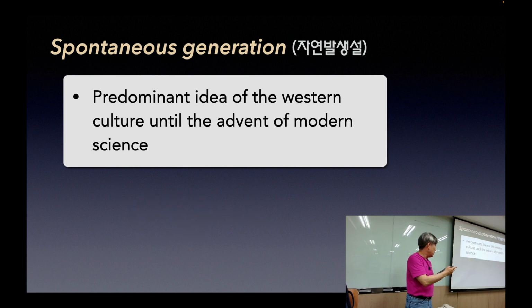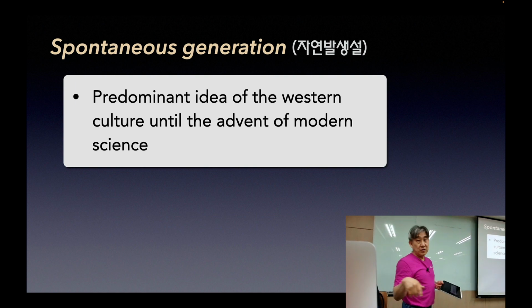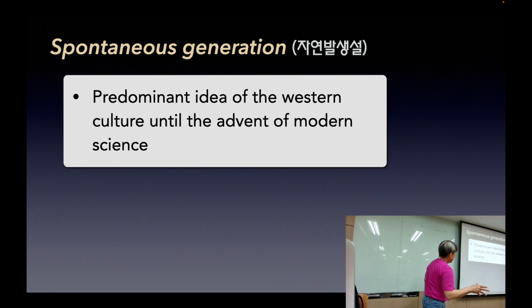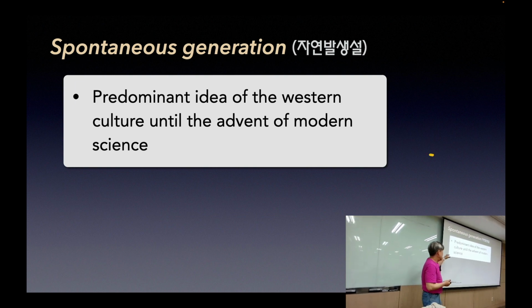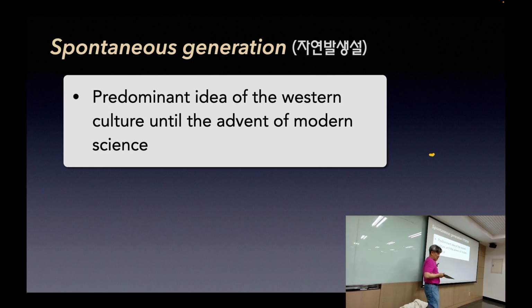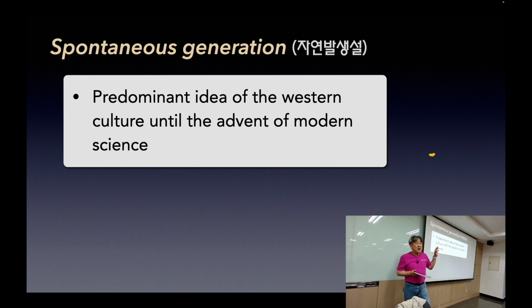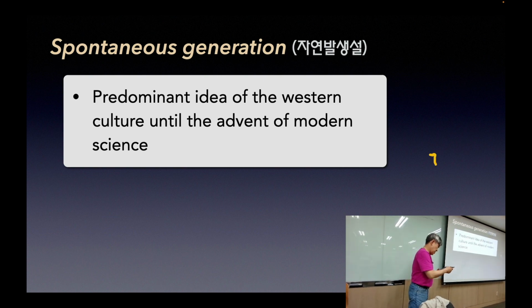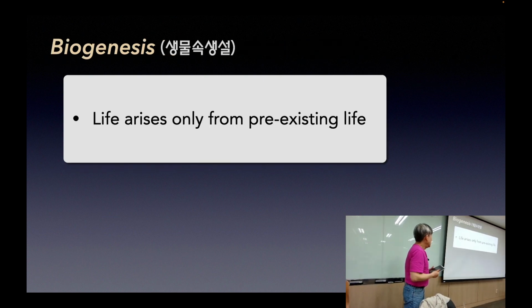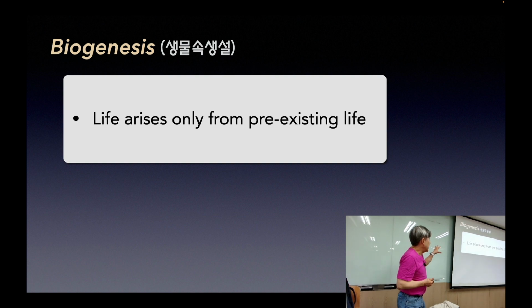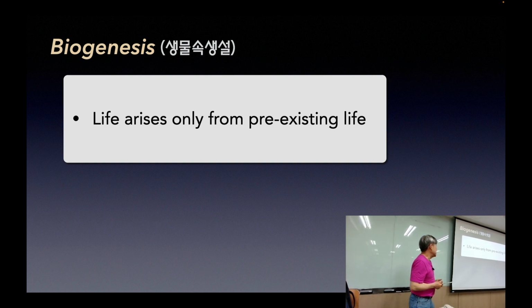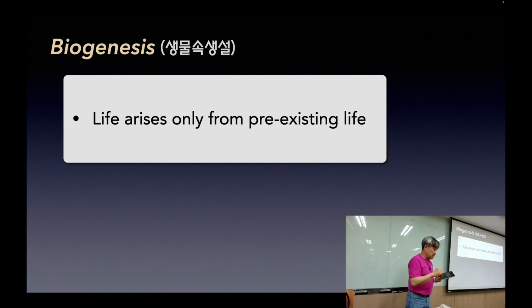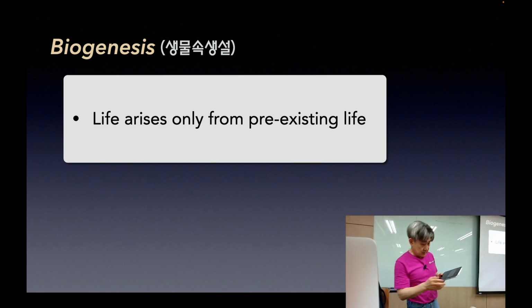In reality, of course, that was a predominant idea of Western culture before the development of modern science. So it is a heavily religiously oriented philosophy. And on the other hand, on the contrary, biogenesis states that life arises only from pre-existing life, obviously.